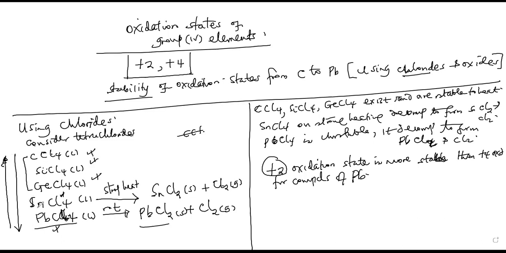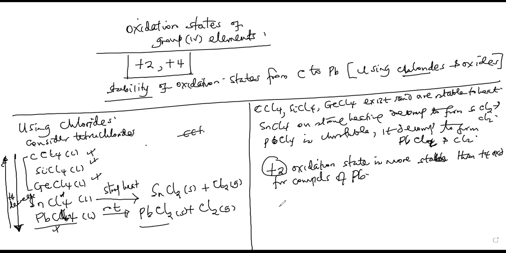Let me get it right. We say that the plus four oxidation state decreases like this. But the plus two oxidation state, these ones are very stable, so it increases from carbon to lead. The plus four decreases, while the plus two increases. As simple as that. So that is how we can use the chlorides to discuss the oxidation state.